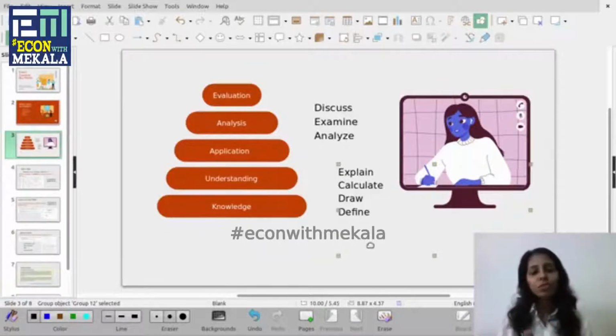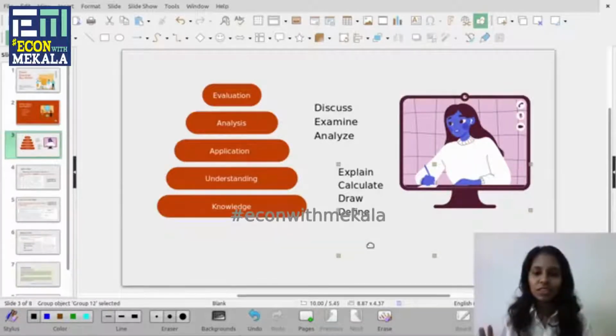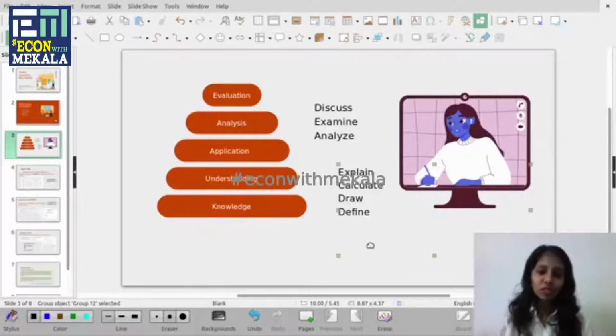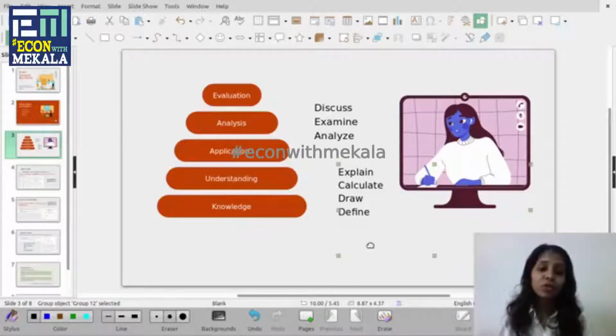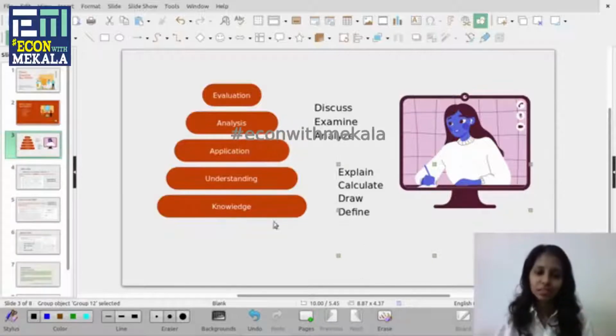So if you want to demonstrate your knowledge skills in the exam, you can just remember the definitions and go. But if you want to demonstrate your understanding skills, you need to read a little bit more about those terms. You should know certain formulas, certain diagrams related to those terms. Then you will be able to demonstrate your understanding skills.